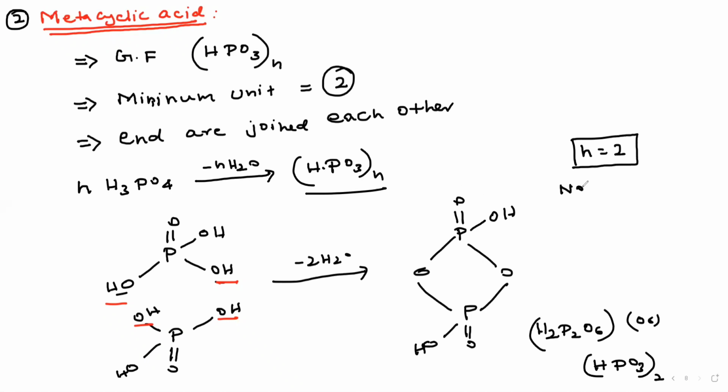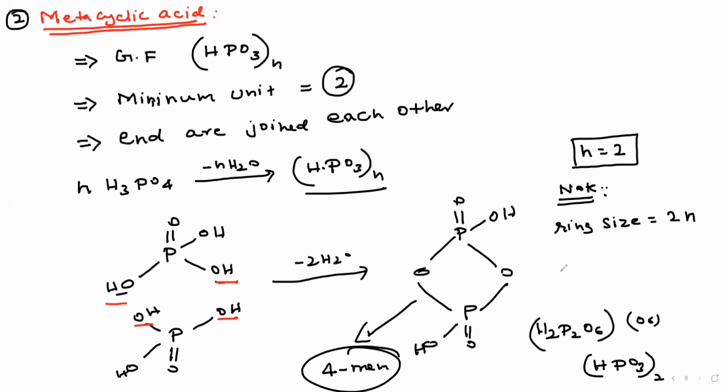They are asking for the ring size. What is the formula for ring size? The answer is 2n. Okay. Now, what is the n value? 2, right? 2 into 2 is 4. Therefore, this is a 4-member ring, right? Understand? Very simple. Now, they are asking how many P-O-P bonds. That's equal to what? n. How many P-O-P bonds? n was equal to 2.